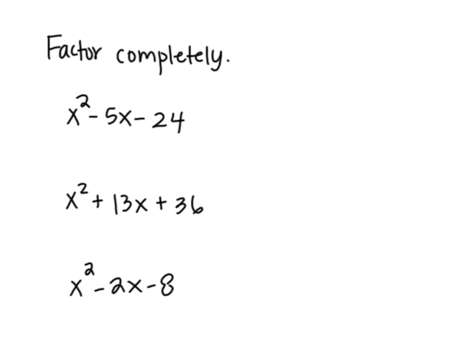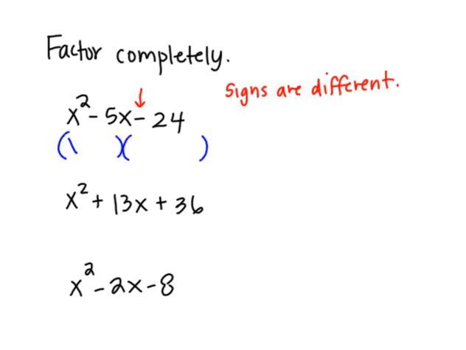Our first example says factor completely, and it's x squared minus 5x minus 24. Since it ends with a negative, that means the signs in parentheses are different. So to work this one, we're going to open our parentheses. And I know an x times x makes up x squared, so we'll put x's in the front. My factors of 24 are 24 times 1, 12 times 2, 3 times 8, and 4 times 6.